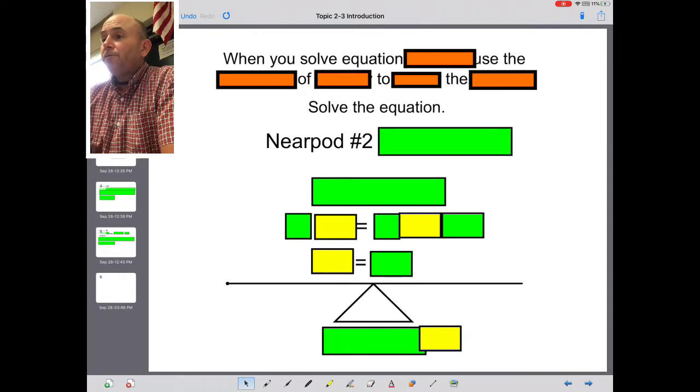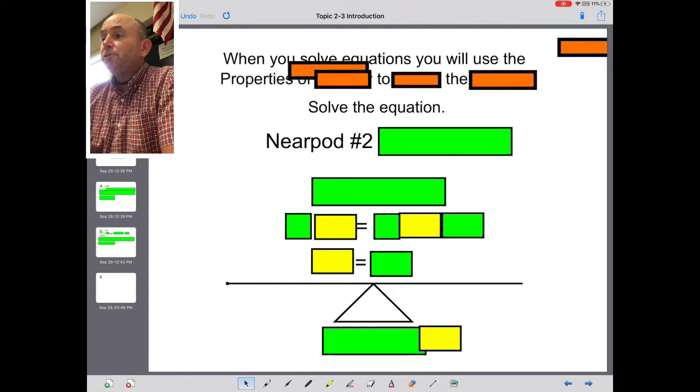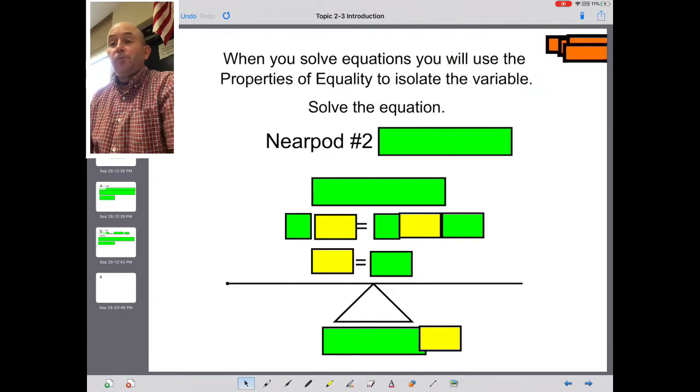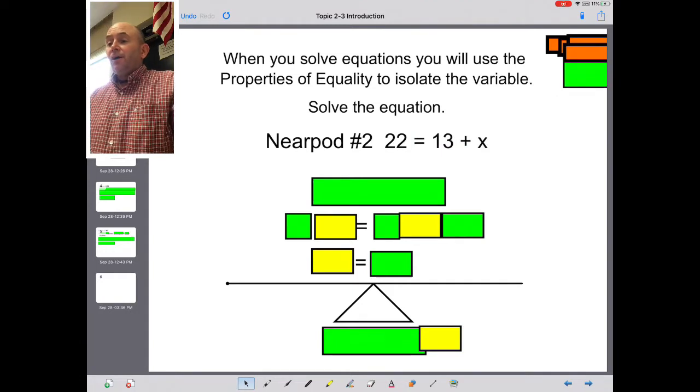When you solve equations, you will use the properties of equality to isolate the variable. In other words, when we solve an equation, we're trying to get that variable by itself, okay? So let's take a look at this and try it using Nearpod. All right, our first equation that we want to solve is 22 equals 13 plus x. Why don't you pause the video right now at home, and I'll do it in school, and see if you can come up with the answer or the value of x.